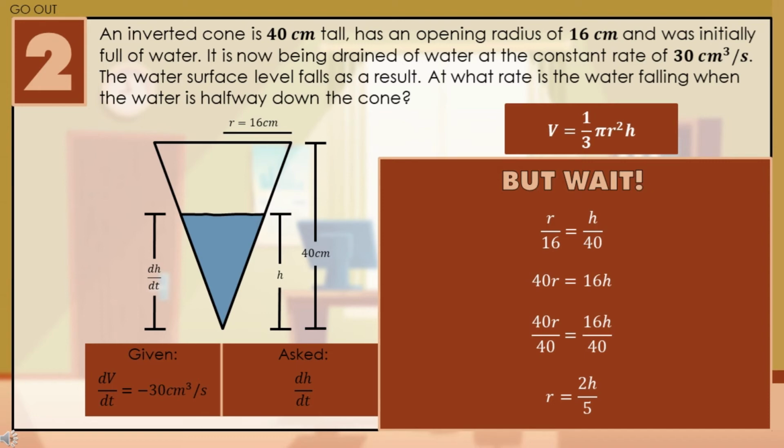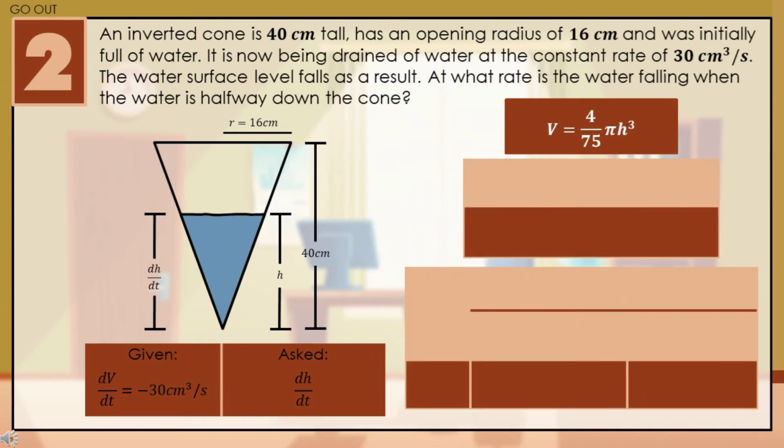The new equation is 1/3 pi quantity 2h over 5 squared times h. We can actually simplify this further to have an easier equation to follow, and this is 4 over 25 pi h cubed. Again, we must not substitute values yet. Instead, we can differentiate the equation with respect to time. Apply d over dt on both sides, and eventually we will get dV over dt equal to 4 over 25 pi h squared dh over dt.